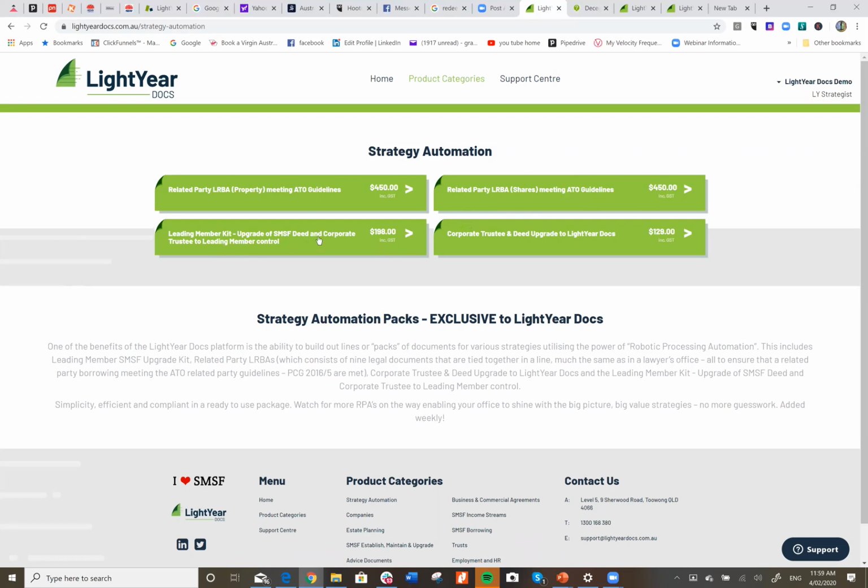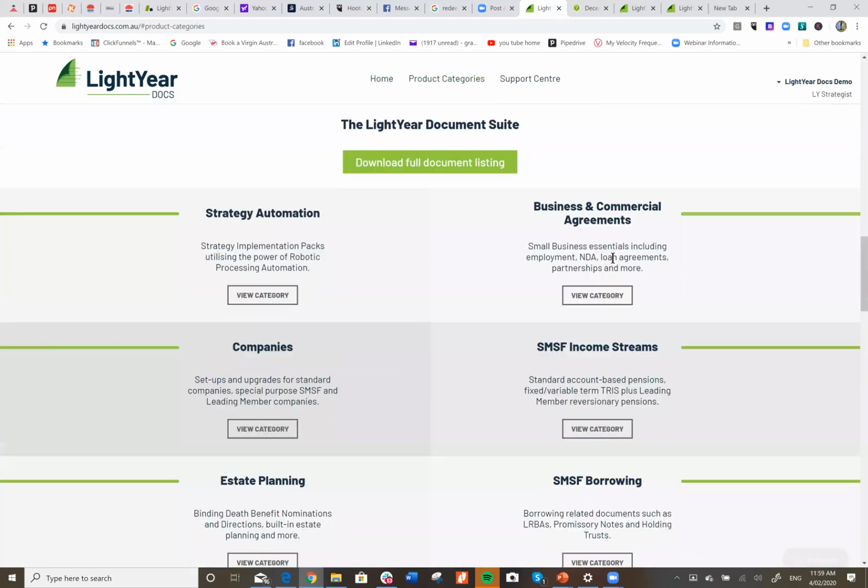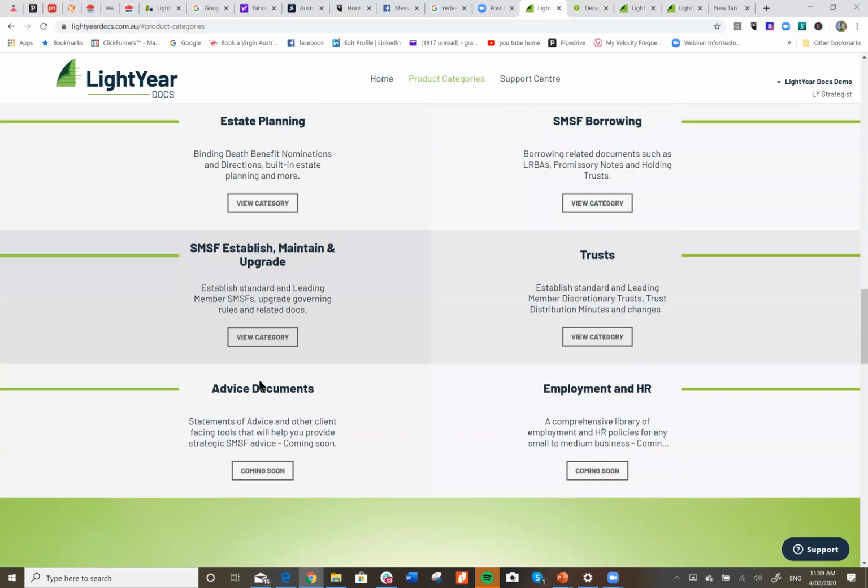We've got leading member kits. If you want to upgrade your existing SMSF deed and corporate trustee to leading member for control, then basically you're there. We've got heaps of stuff around estate planning. Anything to do with SMSF, which is about 30% of our documents, is sitting there. All promissory notes, holding trusts, estate planning, they're all sitting there.